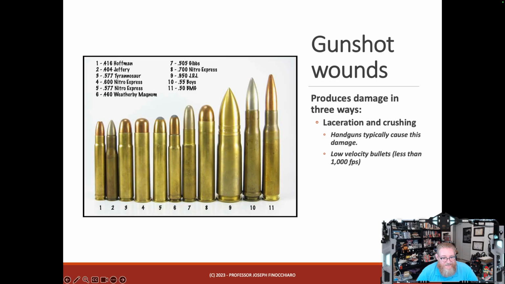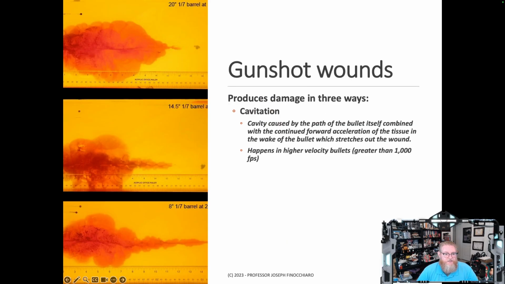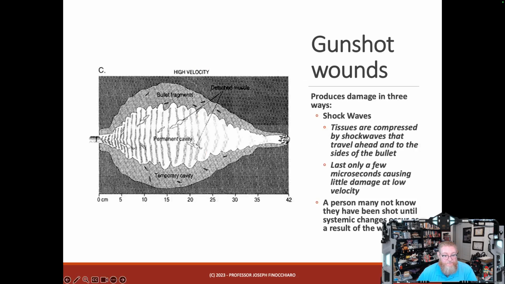And bullets produce damage in three ways. The first is laceration and crushing. Handguns typically cause this damage, and these are typically low-velocity bullets, less than 1,000 feet per second. Cavitation is the cavity caused by the path of the bullet itself, combined with the continued forward acceleration of the tissue in the wake of the bullet, which stretches out the wound. This happens in higher velocity bullets greater than 1,000 feet per second.